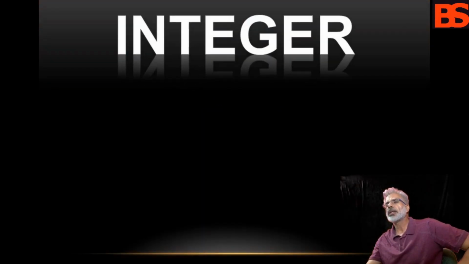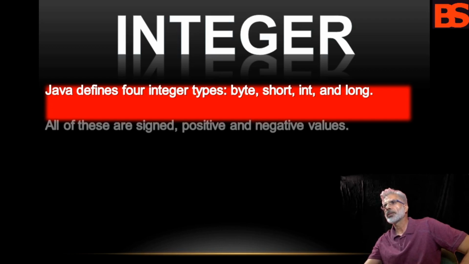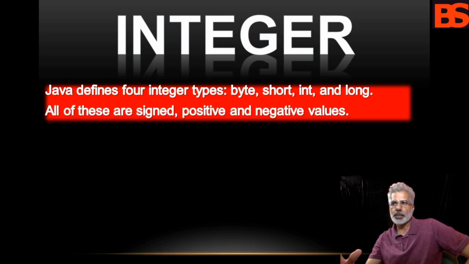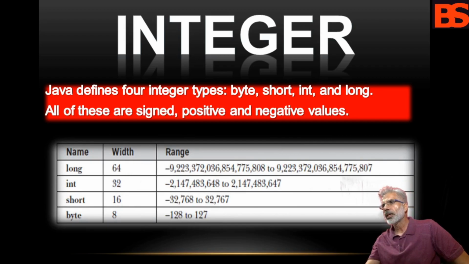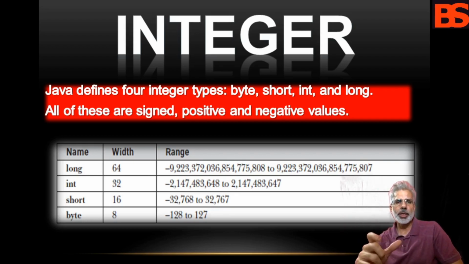First, integer. Java defines 4 integer types: byte, short, int and long. All of these are signed, positive and negative values. The width and ranges of these integer types vary widely as shown in this table. Long takes 64 bits, int takes 32 bits, short takes 16 bits and byte 8 bits.